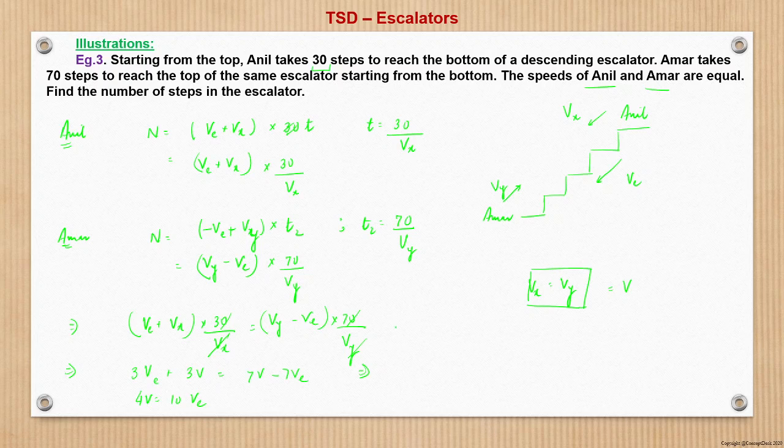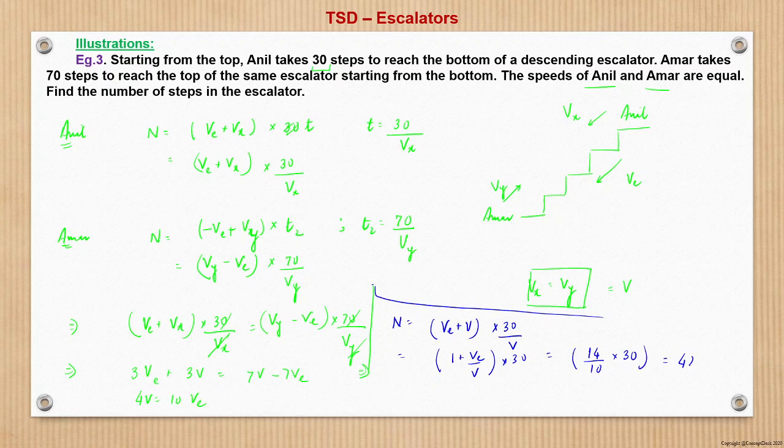We have been asked to find the number of steps. In any equation we can take, number of steps is (Ve plus V) into 30 by V, right? So if we take V, this becomes (1 plus Ve by V) into 30, and Ve by V is nothing but 4 by 10. So it becomes 14 by 10 into 30, which gives 42 steps, and this is the answer to this question.